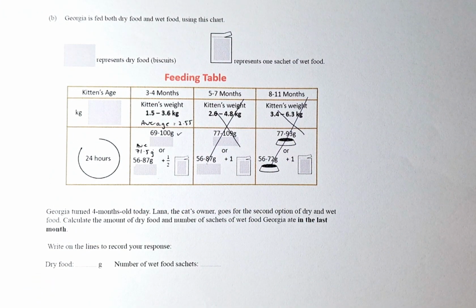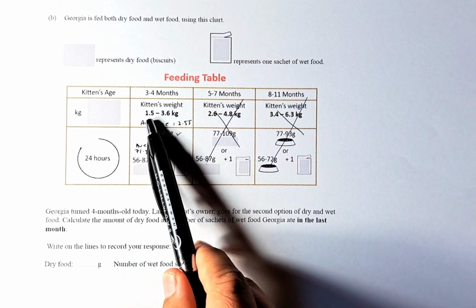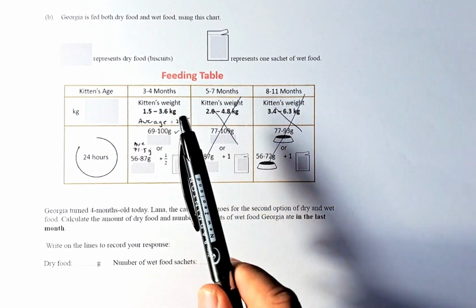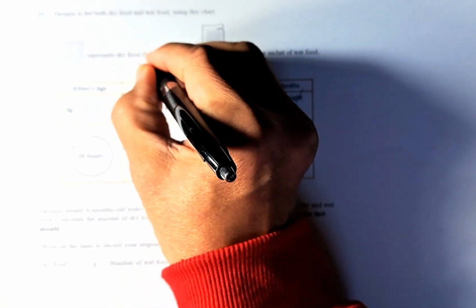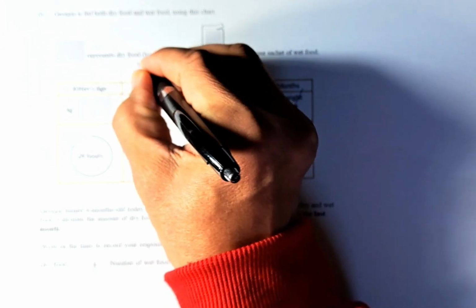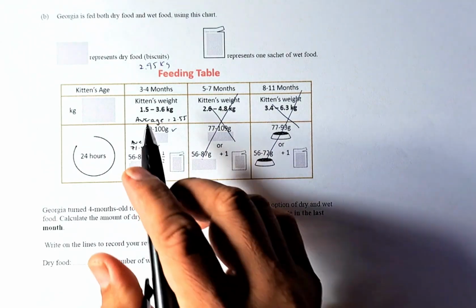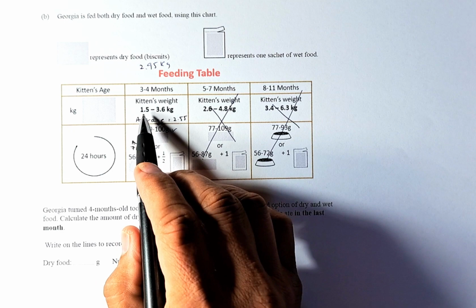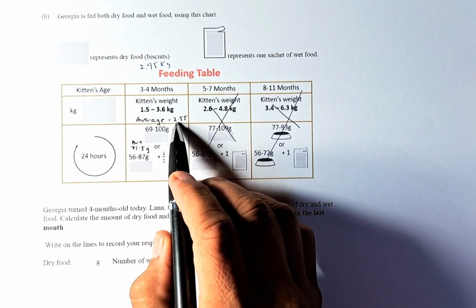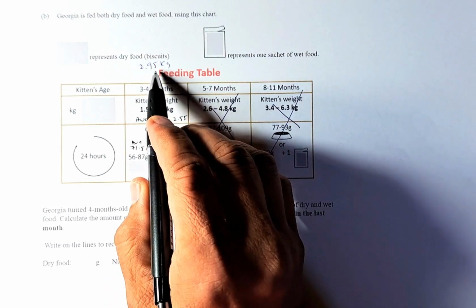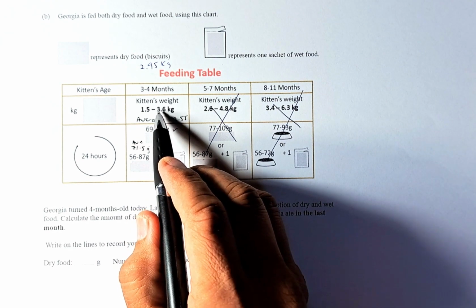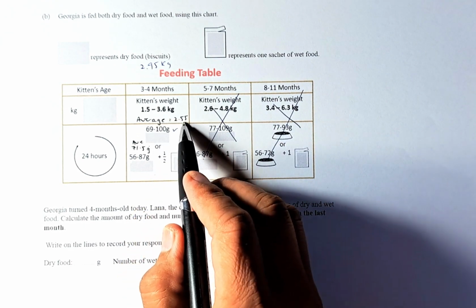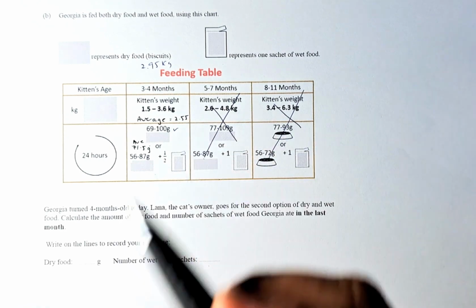To look at this, it is simple. The average between 1.5 to 3.6, because Georgia the cat weighs 2.95 kg. So we need to know that 2.95 is somewhere in between here. If we take the average between 1.5 and 3.6, it's 2.55. Georgia is 2.95, so it is slightly more than the average, which is 2.55. So we can calculate them.